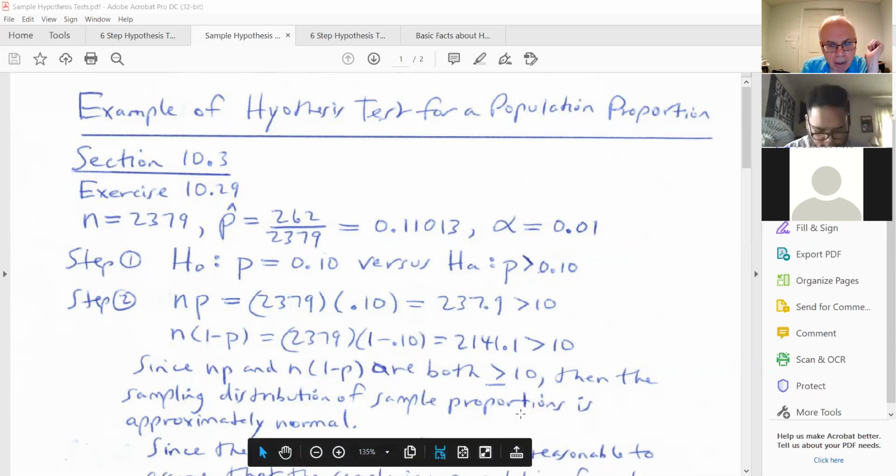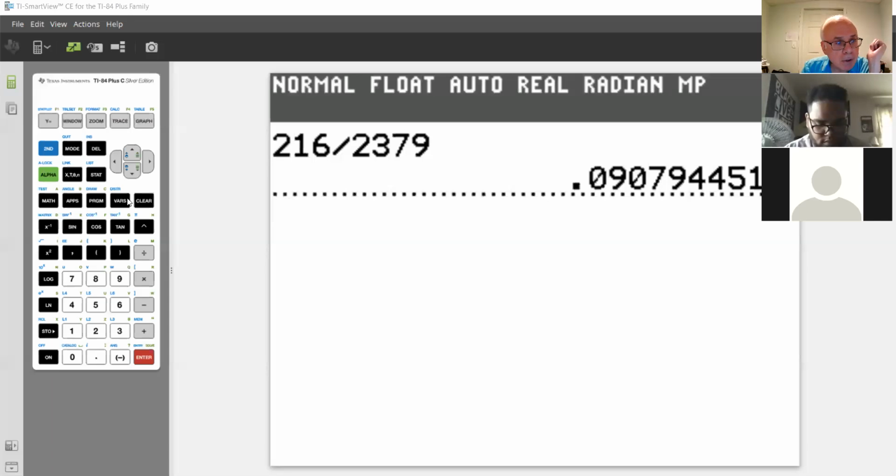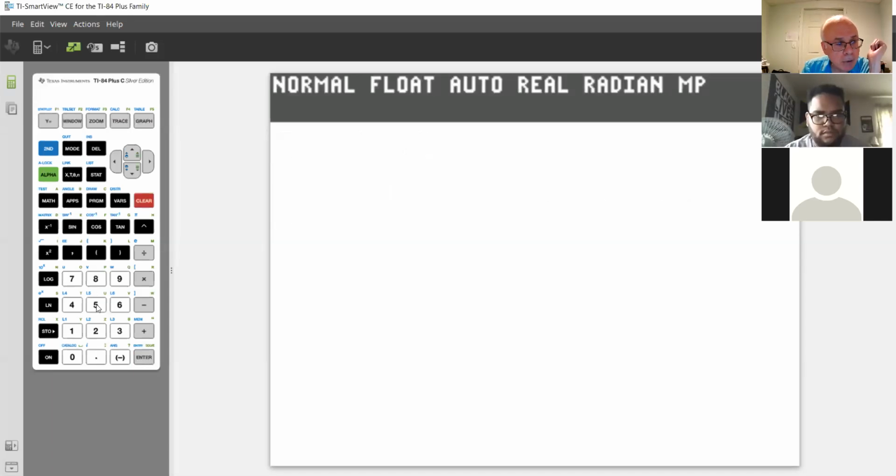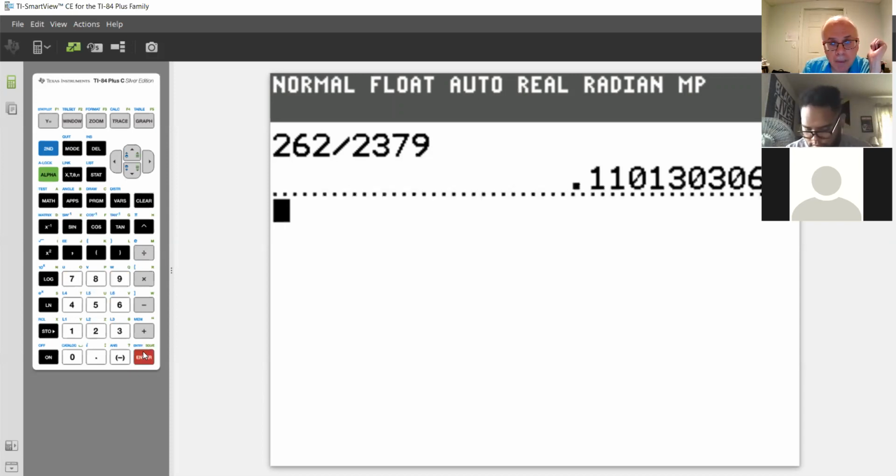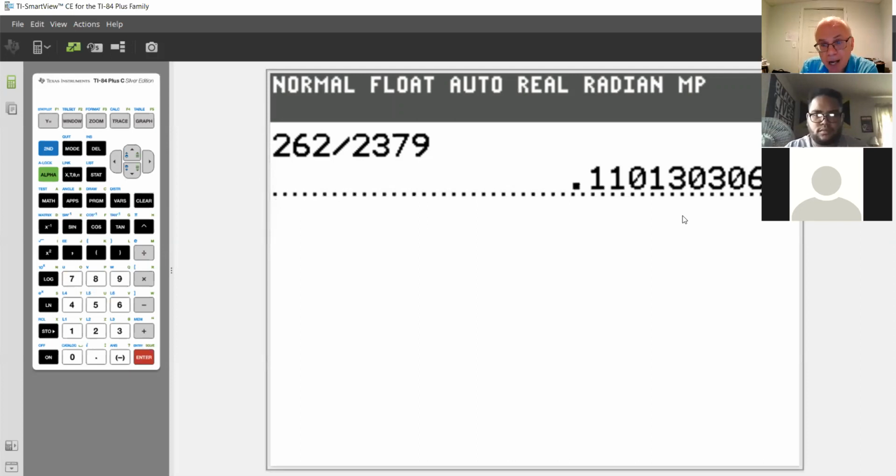So let's go back to the calculator, and I'll just erase what I just did here. So clear that out. And we're going to do 262 divided by 2,379. All right, there it is. Now I rounded it to 5 decimal places just when I wrote it down, but you can save this into memory.